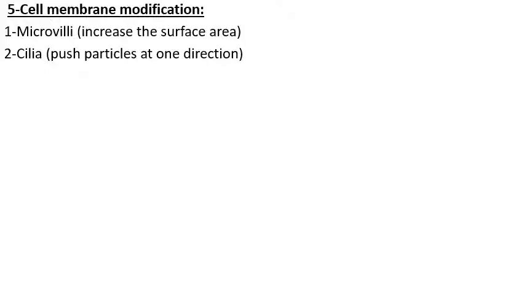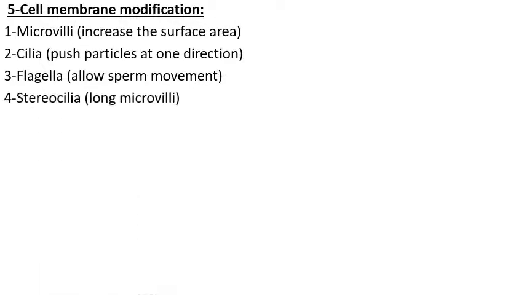Do all cell membranes have the same appearance? No. There are modifications in the cell membrane. The first modification is called microvilli, which increase the surface area, as in absorptive cells. Cilia push particles in one direction, for example, the cells lining the fallopian tube pushing the ova from the ovary to the uterus. Flagella, which is the tail of the sperm, allow sperm movement. Stereocilia are long microvilli present in the epididymis, and this is important for absorption.